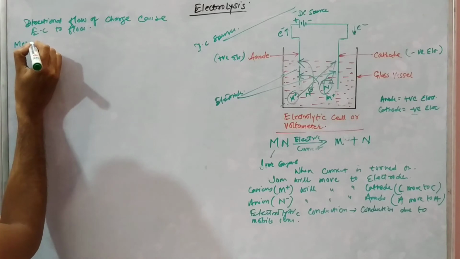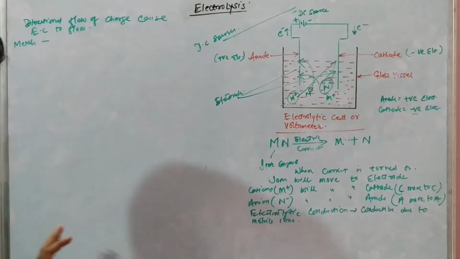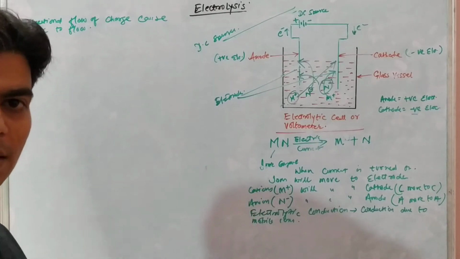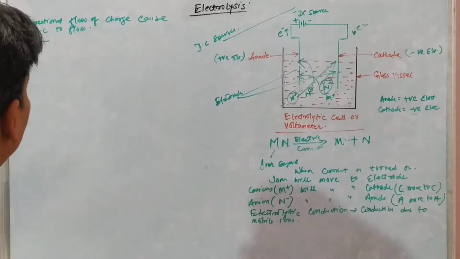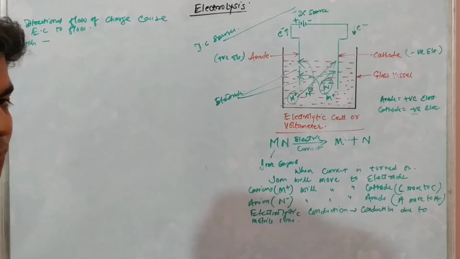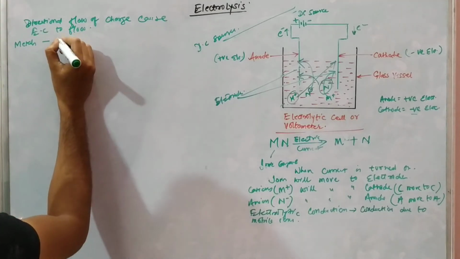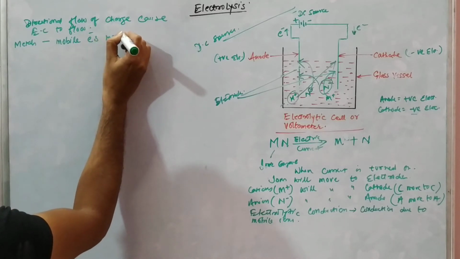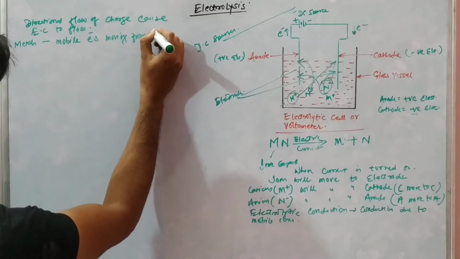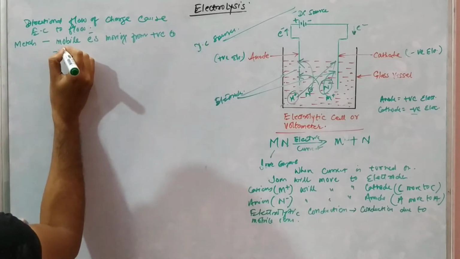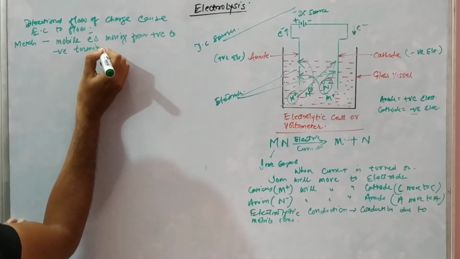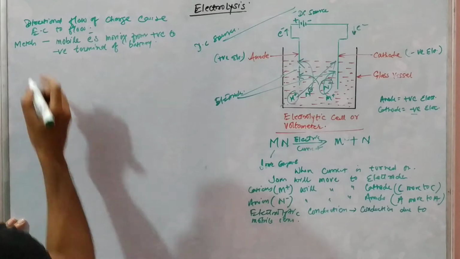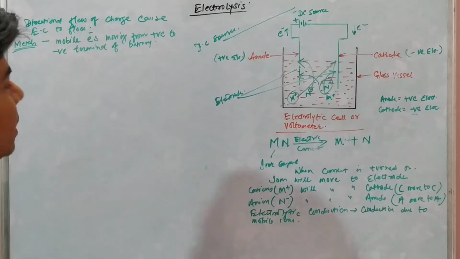In case of metals, if you remember, it was free mobile electrons that were moving from positive to negative terminal of the battery. I'm sorry, it was negative to positive terminal of the battery. It was mobile electrons moving from negative to positive terminal of the battery, right? This is how electric current flows in metals.